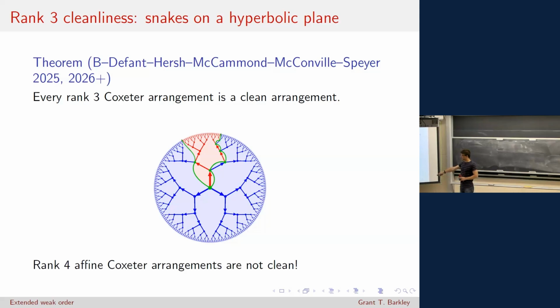And I want to point out that rank 4 affine Coxeter arrangements are not clean. So there exist biclosed sets that are not separable. This follows from what I said earlier about the lattice property not being true for the separable sets, but being true for the biclosed sets. So there must be biclosed sets that aren't separable. That's not how we prove it. You can just write down explicit examples. These things are very combinatorial, so you can just list them out, at least in that method.